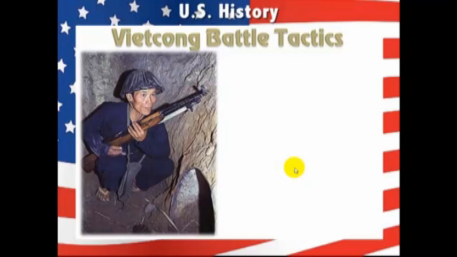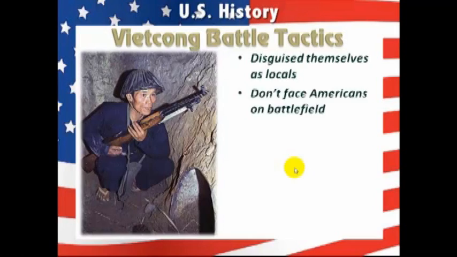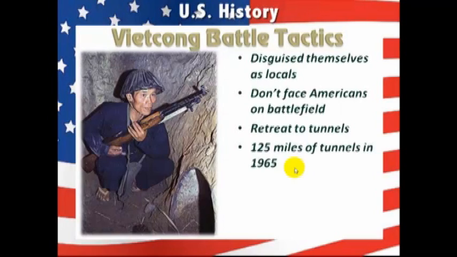So we'll start by looking at the Viet Cong battle tactics. As I mentioned, they were a combination of sometimes North Vietnamese and South Vietnamese. Well, they disguised themselves as locals, so they blended right in with the local population, becoming virtually indistinguishable from other civilians in the South. They didn't face Americans on the battlefield, and they tended to retreat into tunnels. They had 125 miles of tunnels in 1965. And they also tended to use landmines and booby traps.